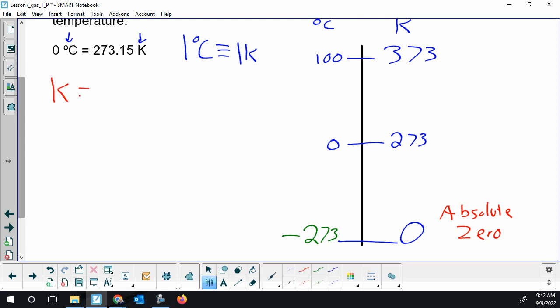You can get Kelvin by taking degrees Celsius, and you always add 273, which makes it the bigger of the two. Or if you want degrees Celsius, you take Kelvin and you subtract 273. So either memorize these formulas or deduce them, remembering Kelvin is always the bigger one, and then remember whether you add or subtract.